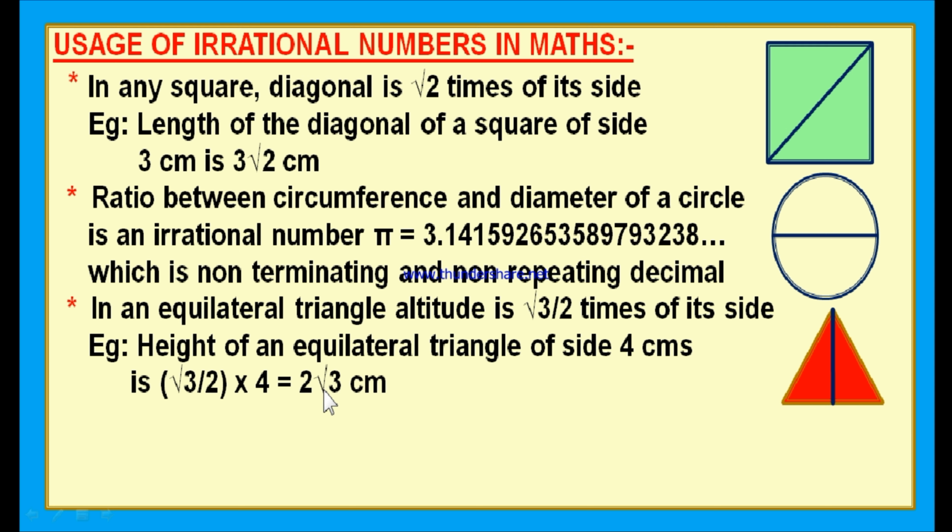Again, root 3 is an irrational number. 2 into root 3 is also an irrational number. Means, in the first case, we found the diagonal of the square by means of an irrational number. And in the second case, we found the ratio between circumference and diameter of a circle, and we got a constant which is an irrational number. And in the third case, in an equilateral triangle, we found the height of an equilateral triangle, again we got an irrational number. These are the 3 instances where we can find irrational numbers in simple maths.